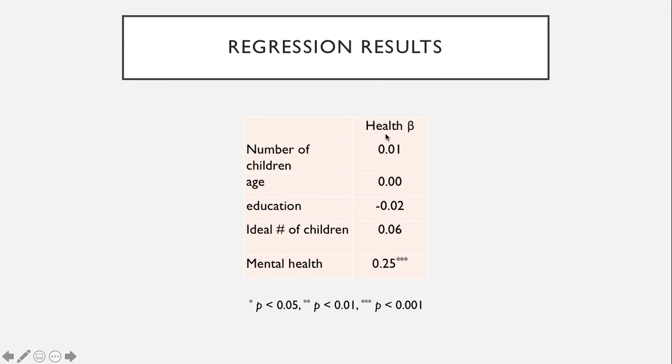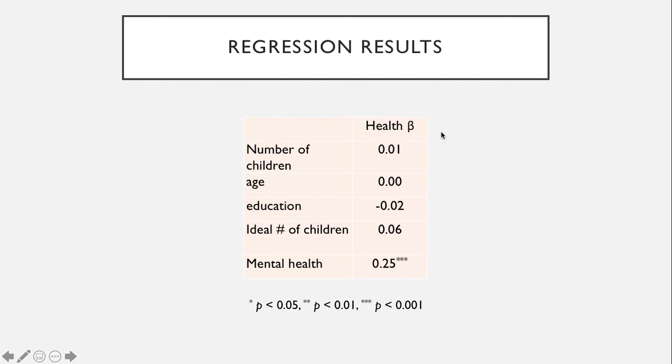So let's look at this. These are some betas here. An interpretation of this would be, well, actually, let's do this one. We can see that it is significant. It is less than 0.001. To interpret it, we would say, with every 1 unit increase in mental health, there was a 0.25 unit increase in health.